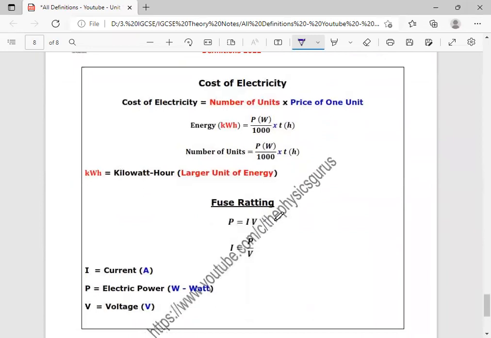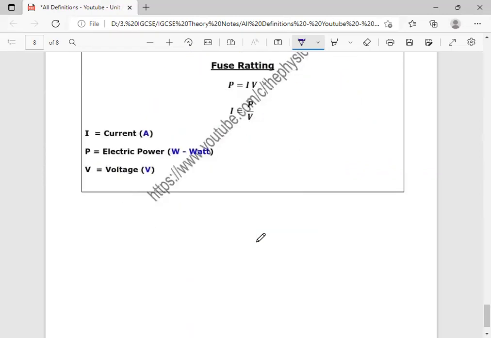Then the formula to calculate the cost of electricity is equal to number of units multiplied by price of 1 unit. Now, how can we calculate the number of units? Power in watts divided by 1000 multiplied by time in hours. Why have we divided power by 1000? To convert watts into kilowatts. The same formula is used to calculate energy in kilowatt hours. And how can we calculate the fuse rating? By using the formula P is equal to IV and I is equal to P over V.